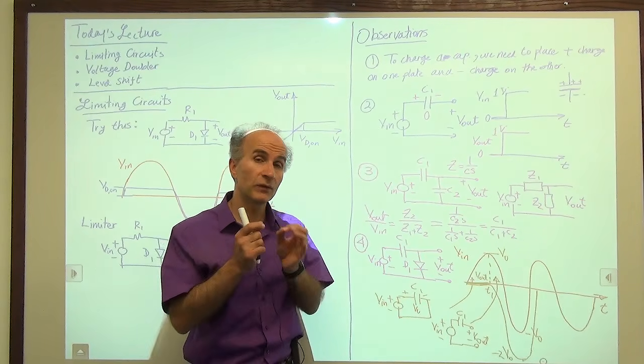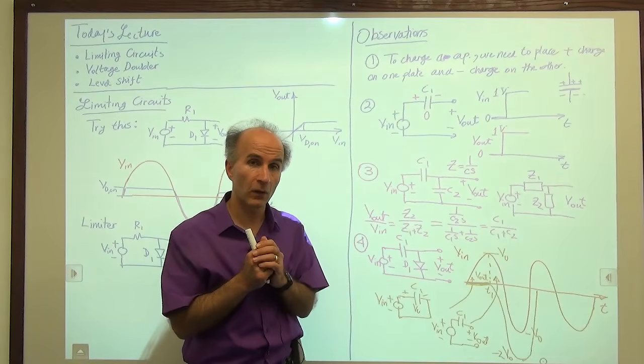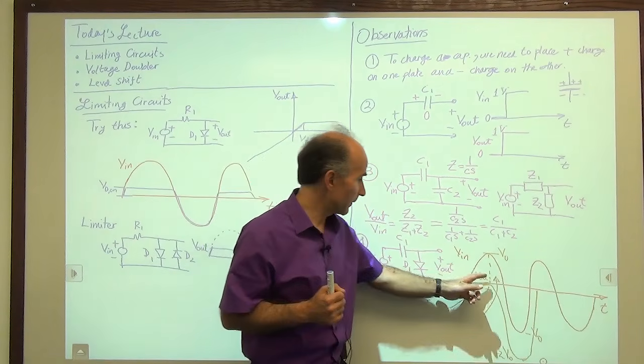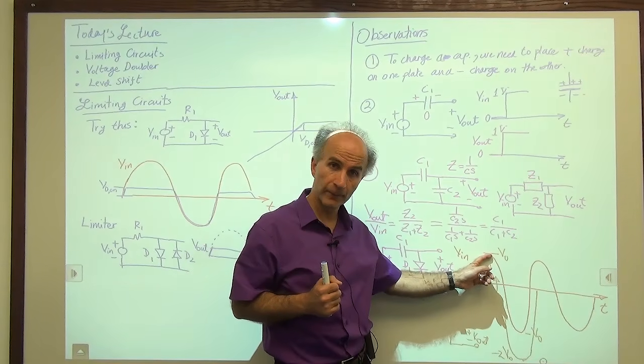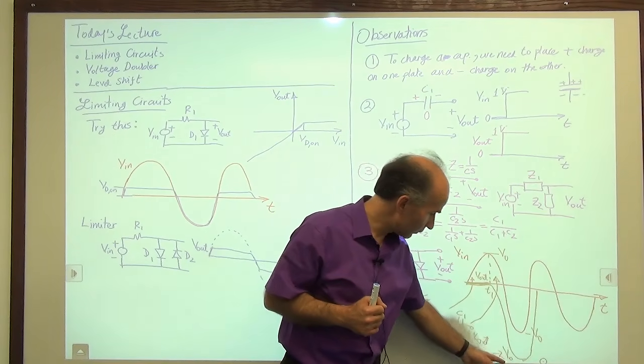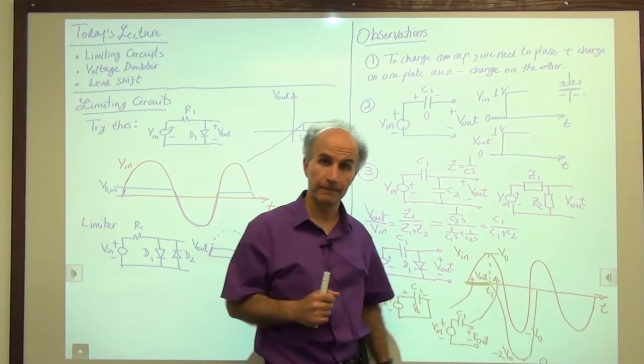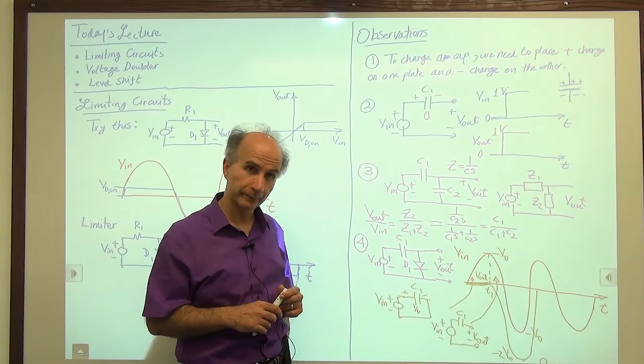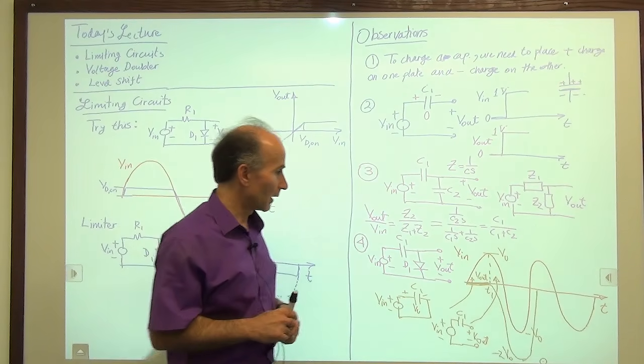Now you can begin to see signs of what we call voltage doubling. The input has a peak swing of V0, but the output now can go to minus 2 V0. We're not there yet, but that's an interesting case.